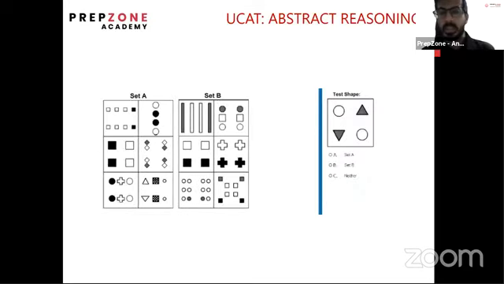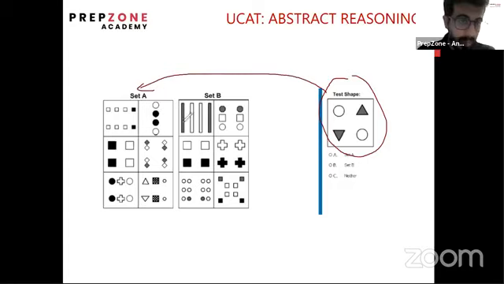So this is a typical example of an abstract reasoning set. They've given you two different sets, set A and set B, and there are 6 columns in each set. And there's a test shape. Looking at this question, you'll have to figure out what the question is asking. So basically, where does this test shape fit in? Does it fit into set A or does it fit into set B? And how do you figure that out?